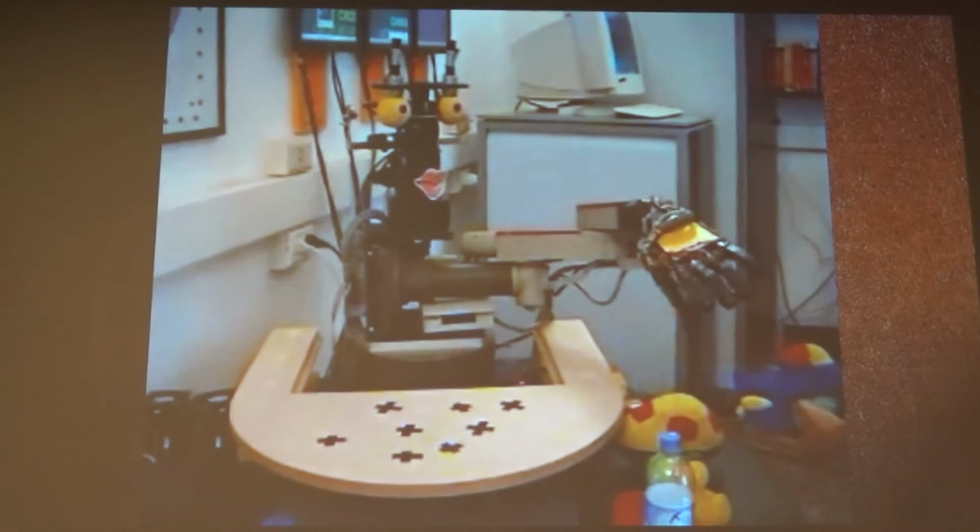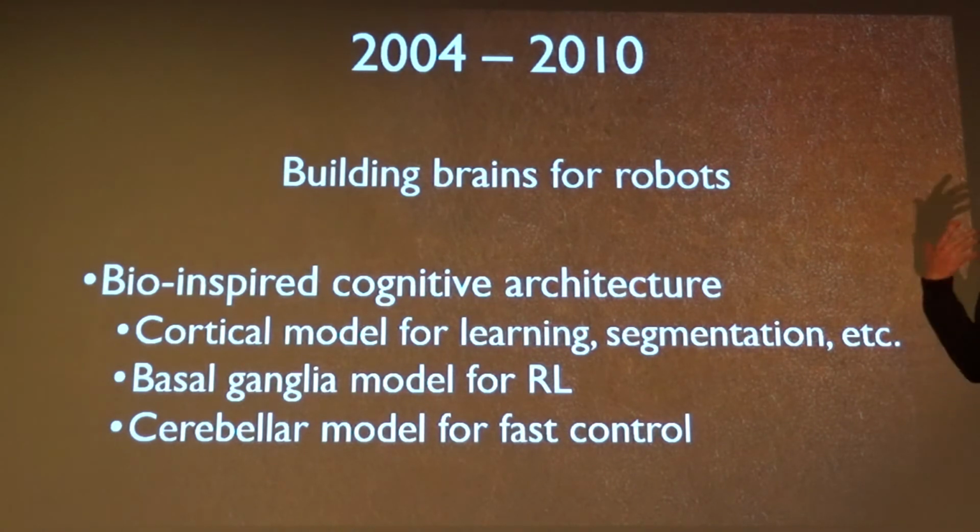Like all this fancy unsupervised learning and so on. What the hell is the meaning? Very complicated stuff, but not all of it works in the real world. So I've always been very interested in the brain. I started my own research group in computational neuroscience, on neurorobotics. So basically what we were doing was building a bio-inspired cognitive architecture, which has a cortical model for learning and segmentation and all of that stuff, a basal ganglia model for reinforcement learning, and a cerebellar model for fast control. So I had to look at how the brain actually does things, because it's not doing variational Bayesian learning and all of that stuff. It's just doing a lot of useful stuff.